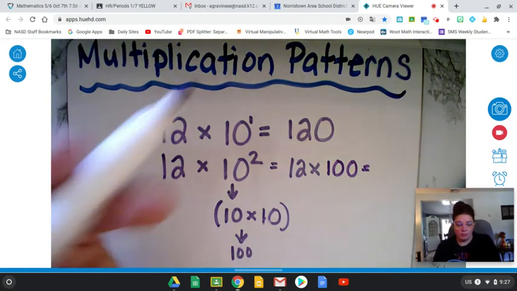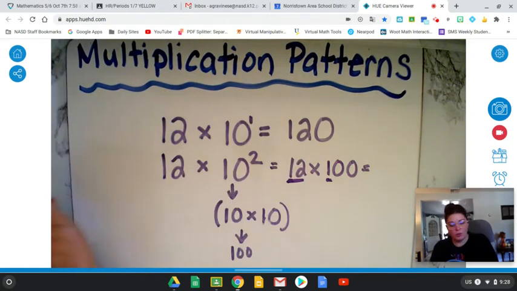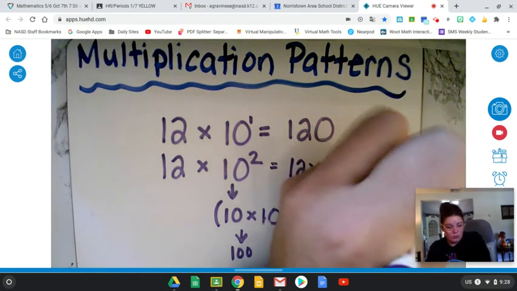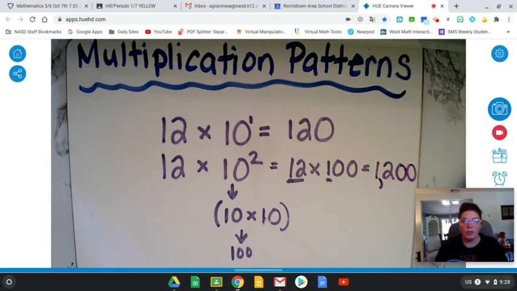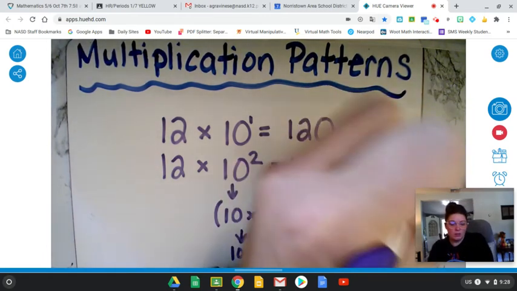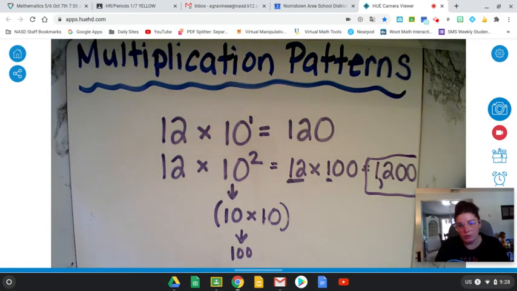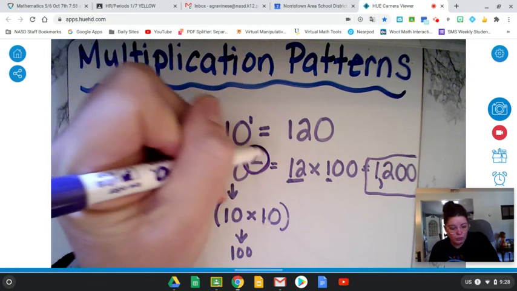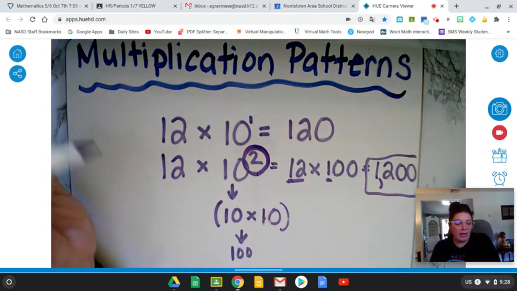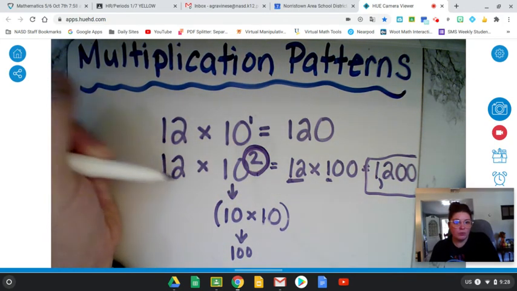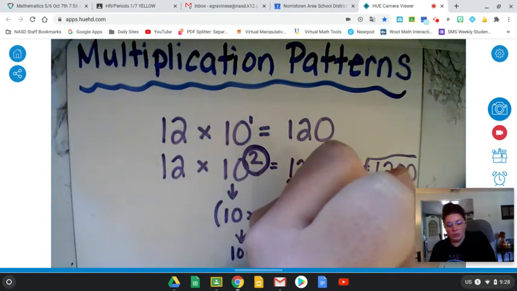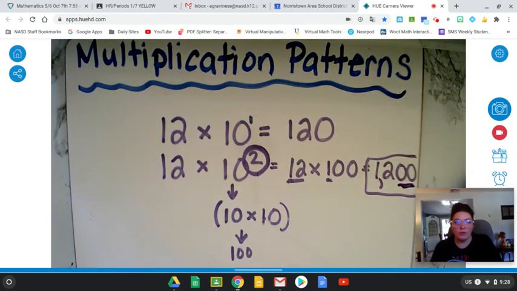And then let's figure out how many zeros. We have 12 times 1, which is 12. And then we have 2 zeros to put into our product. Now, what do you notice about the product? The number of zeros that we added in that product compared with the exponent. It's the same. So our exponent was 2, and we added 2 extra zeros to our other factor. We added 2 zeros to the 12.